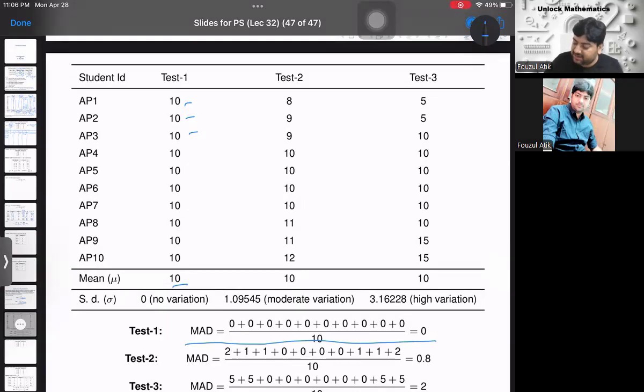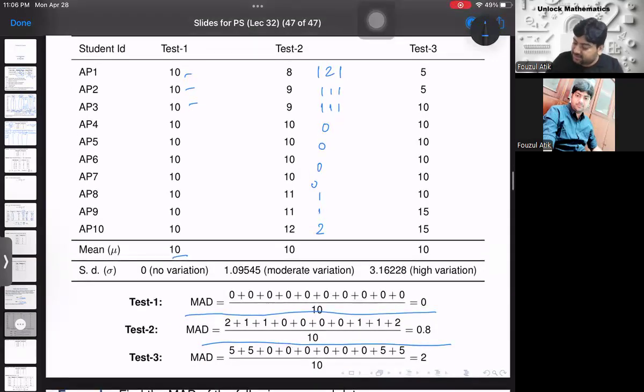For the second case, it is mod of 10 minus 8. In this case, it is 2. Right? In this case, it is 1. In this case, 1. In this case, 0, 0, 0. All these are 0, then 1, 1, and 2. So if you add all of them and divide by 10, this value is 0.8.